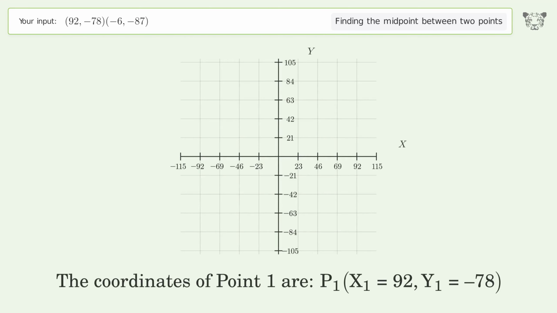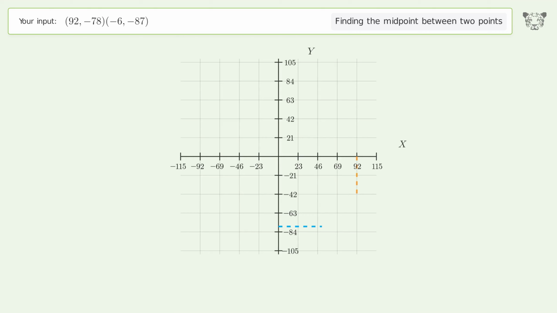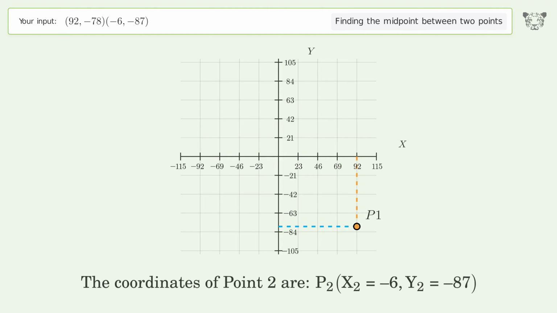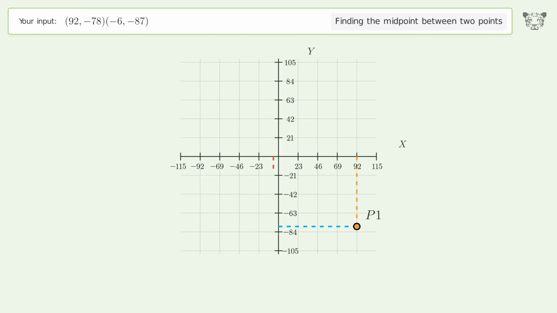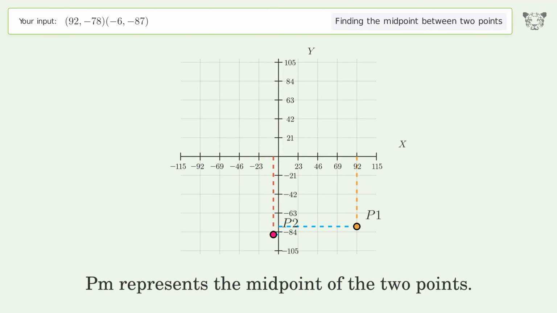The coordinates of point 1 are, x1 equals 92, y1 equals negative 78. The coordinates of point 2 are, x2 equals negative 6, y2 equals negative 87. PM represents the midpoint of the 2 points.